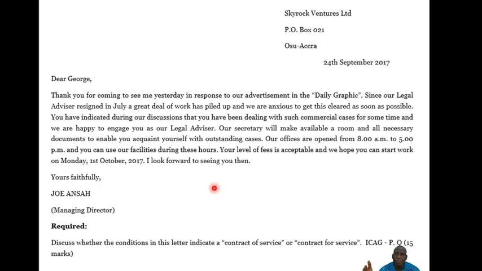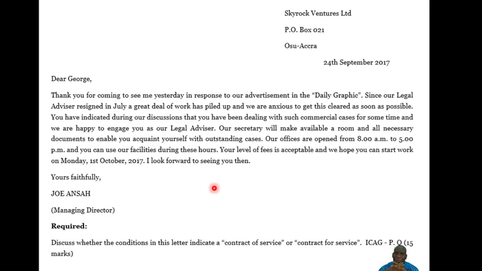To 5 p.m. does not mean that he was supposed to come to work at 8 and close at 5. The reason why they mentioned that was that if he wants to come and acquaint himself with the cases, it will only be done during office hours. So he can come any time from 8 to 5 just to acquaint himself with the cases.